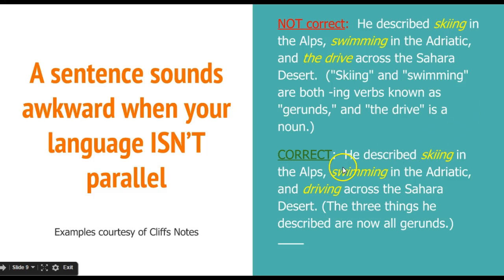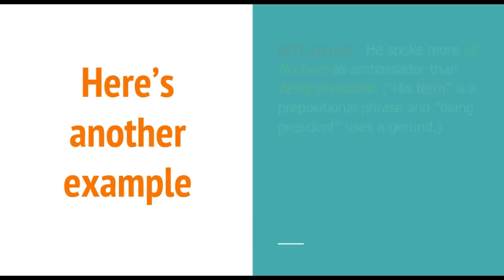So we're going to change that to, he described skiing in the Alps, swimming in the Adriatic, and driving across the Sahara Desert, so that this list of activities on someone's dream trip through Europe is actually all in the same form. All of them are ing. Those are called gerunds.